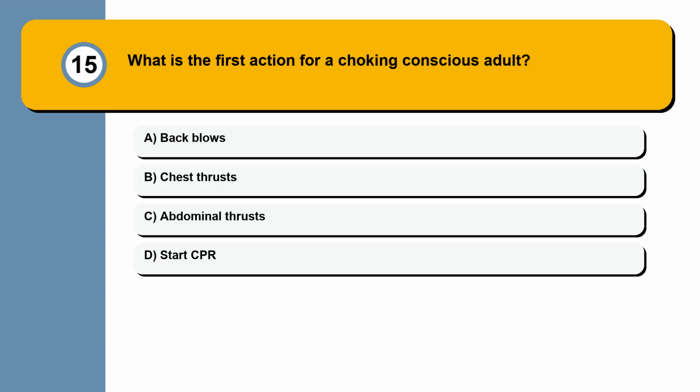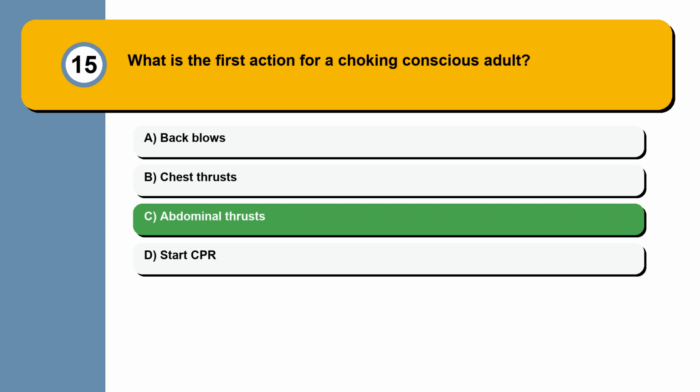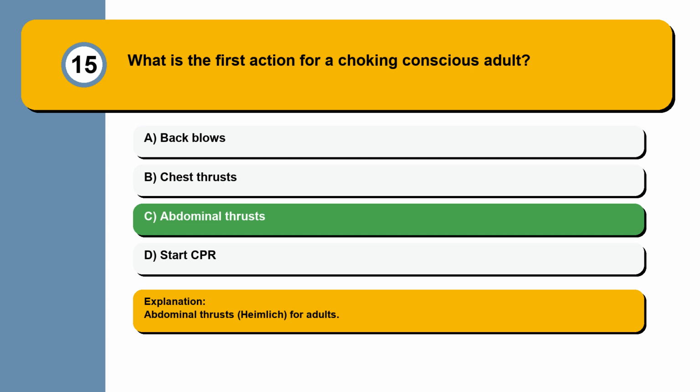Question 15. What is the first action for a choking conscious adult? Back blows, chest thrusts, abdominal thrusts, start CPR. Abdominal thrusts, Heimlich, for adults.